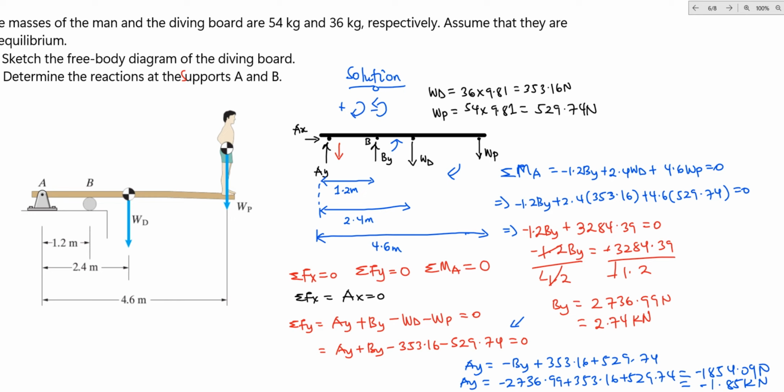Ax is 0, and By is also pointing upwards. For the free body diagram, if you are indicating the direction of the reactions, you have to choose them randomly. Your answers will actually confirm which direction they actually are.